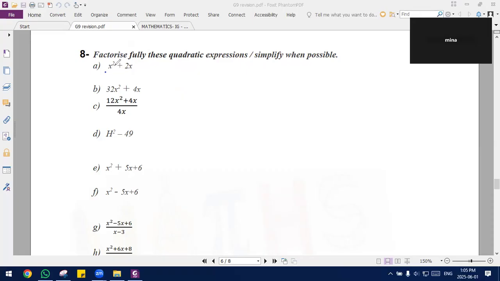Then I check the letters, x squared and x. Do you have anything common between them? Yes. We take the lowest power, okay? X power 2, x power 1. So I take the lowest power, x power 1. Now I open a bracket. I divide everything by x, okay? X squared divided by x is x.